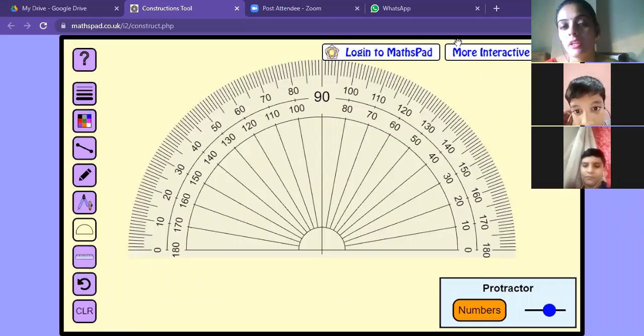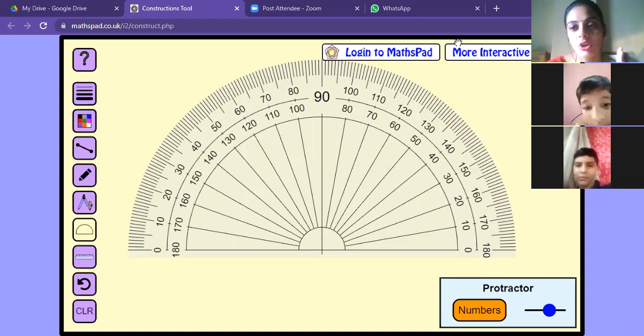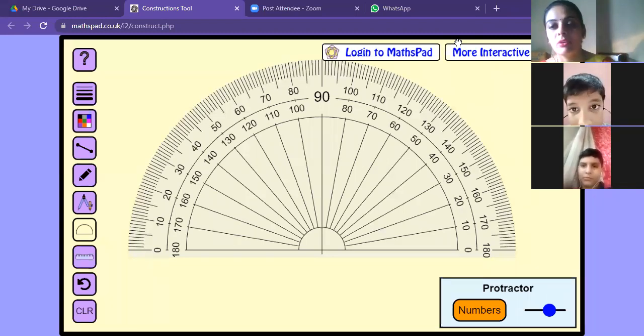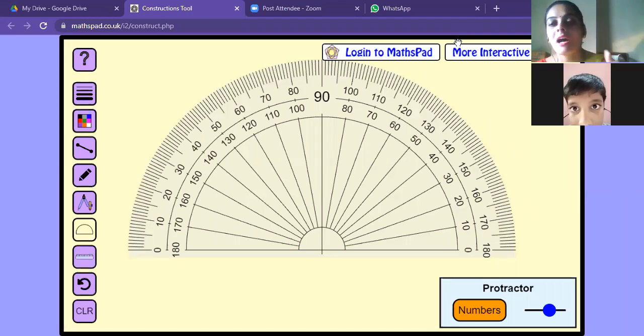So yesterday we have seen how the angles form in the clock. I gave you an example, in that the hour needle and the minute needle were forming angles. Now can you see there should be a center point, isn't it?